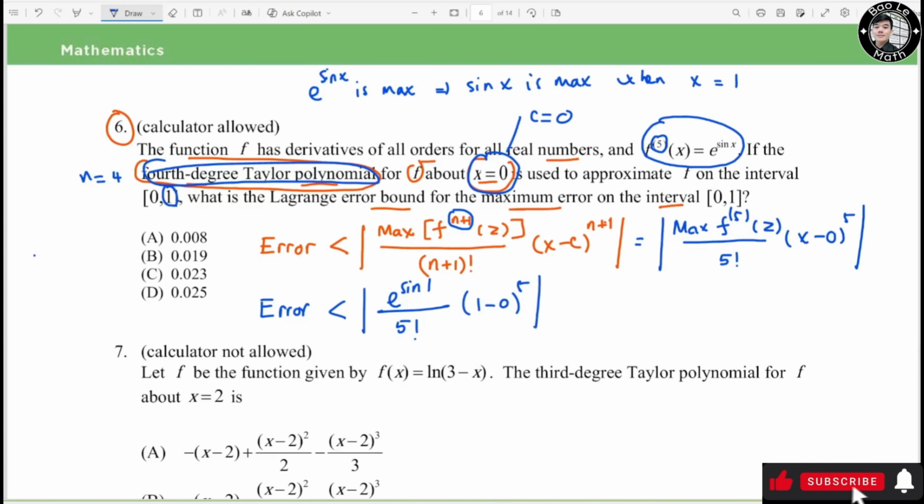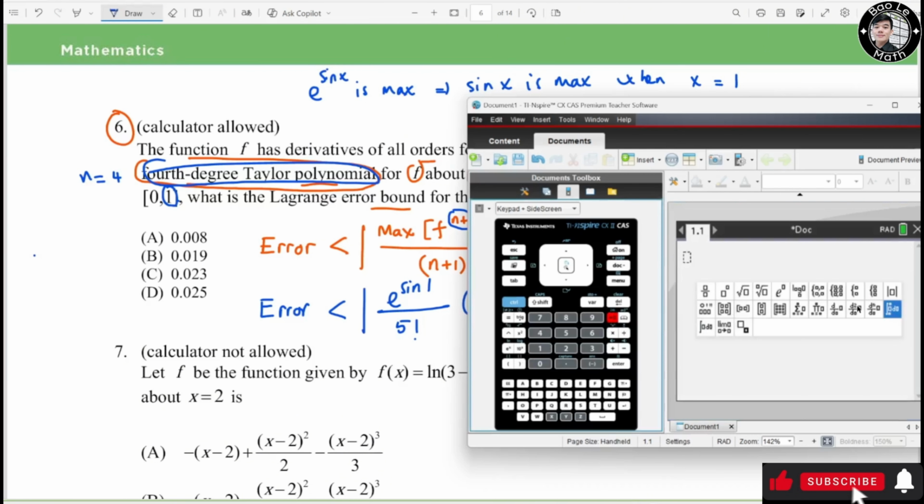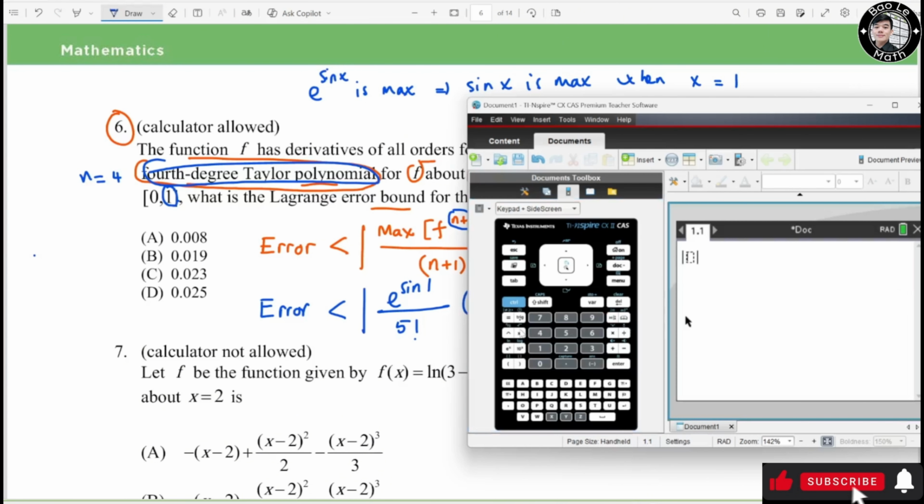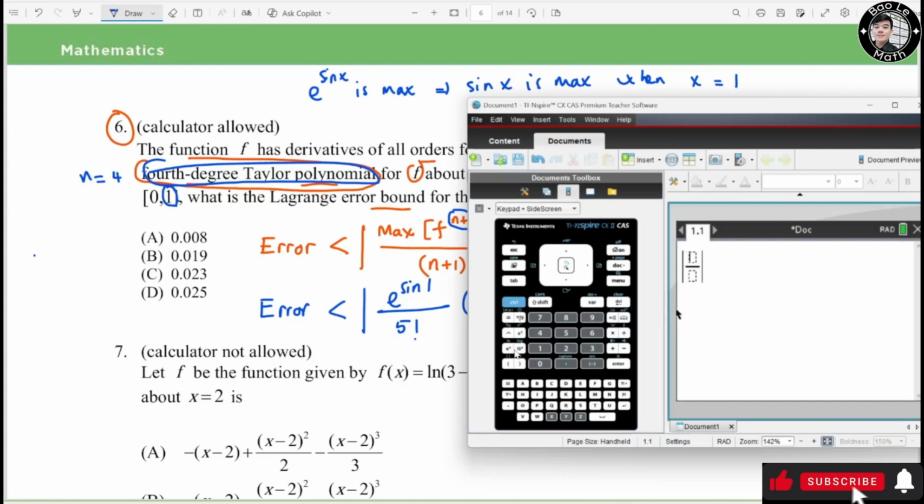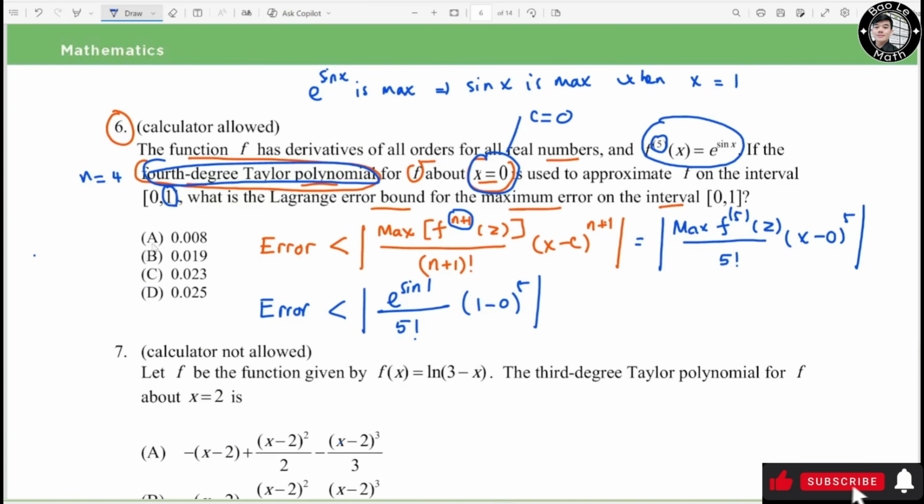Now we're going to bring up the calculator. Hit this button right here, input the absolute value sign, then input the fraction e to the sine of 1 over 5 factorial. Hit control and the button right here, input the factorial, and then press control enter. It's going to be 0.019. So the answer must be B.